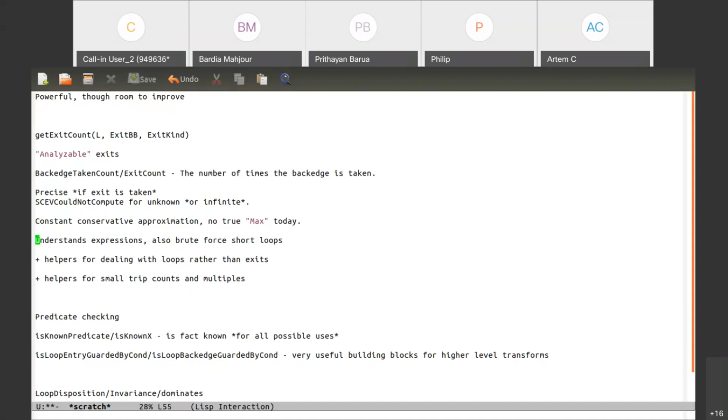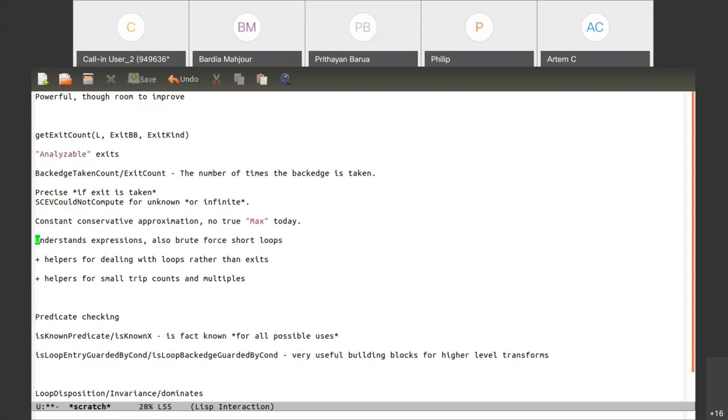In terms of the exit count computation, I'm not going to get into the details. It understands all the closed form expressions. It also has a small brute force evaluator that will evaluate up to, I think it is, 100 loop iterations. So even for loops that don't have closed form solutions, or sorry, I should say known closed form solutions, if they're short, SCEV will almost always give you an exact exit count, provided that the exit isn't data dependent or something.